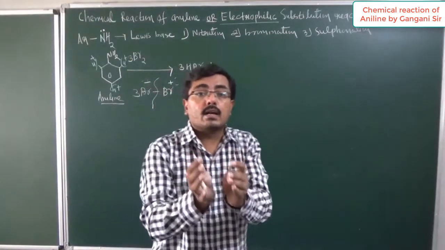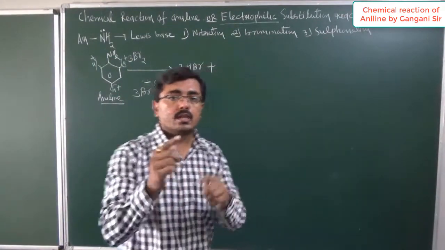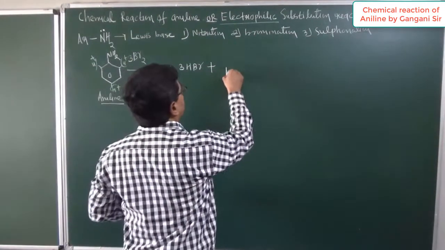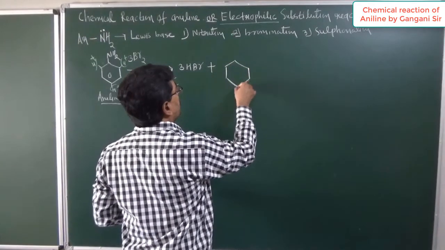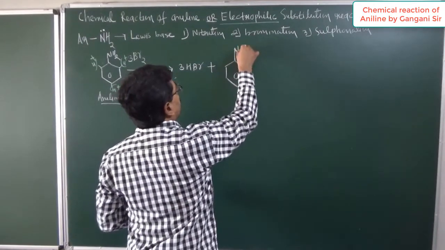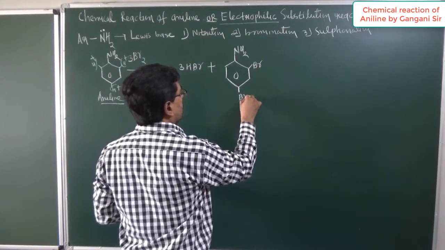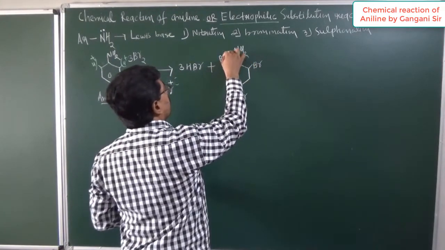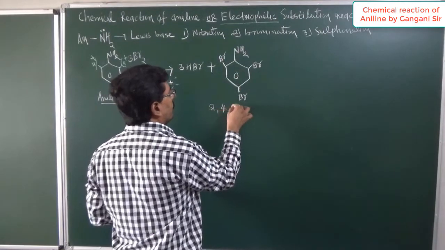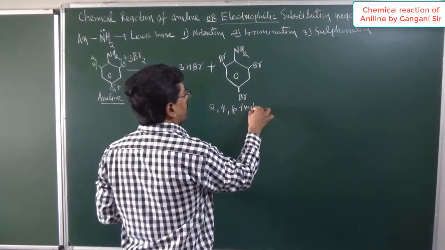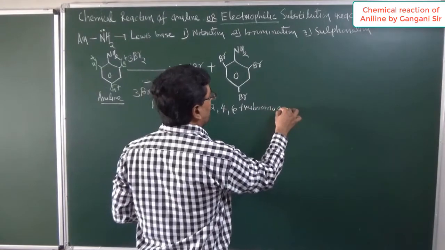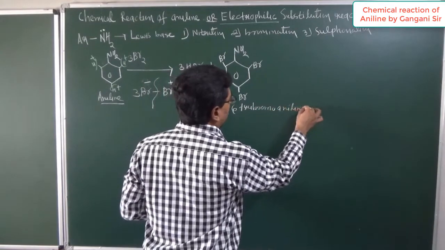So it is an electrophilic substitution reaction because electrophile is changed. And as a result I will get this product, and it is known as 2,4,6-tribromoaniline. So here I have obtained this 2,4,6-tribromoaniline.